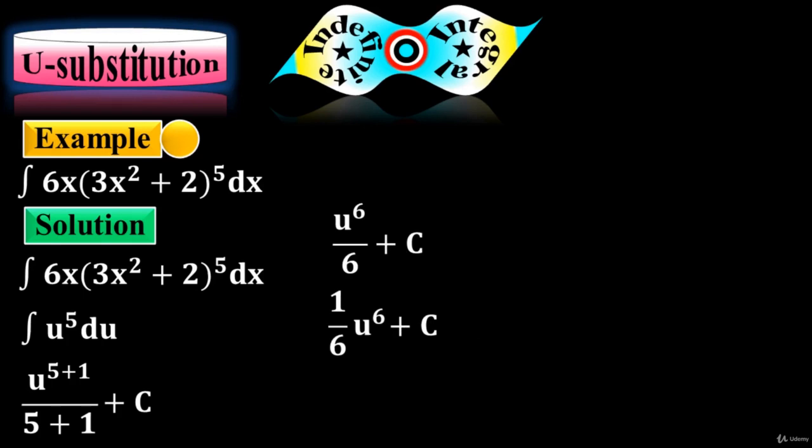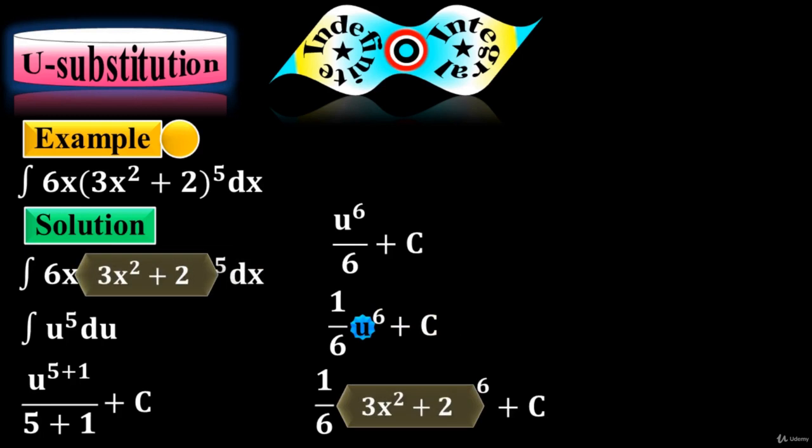At the end, when you finish, you have to substitute back the value of u. Just substitute back the value of u, which was 3x squared plus 2. And here is the answer.